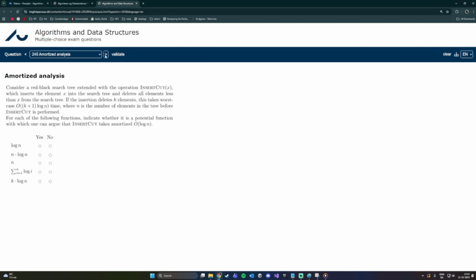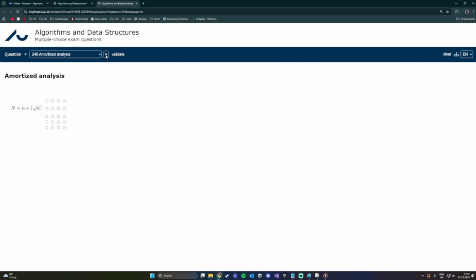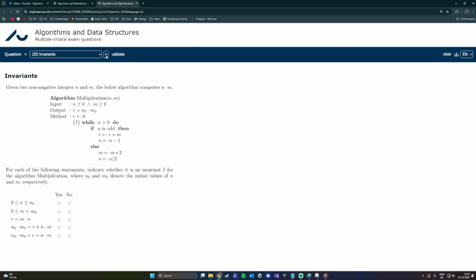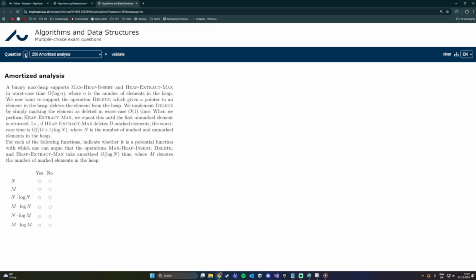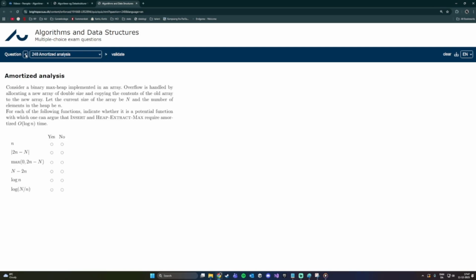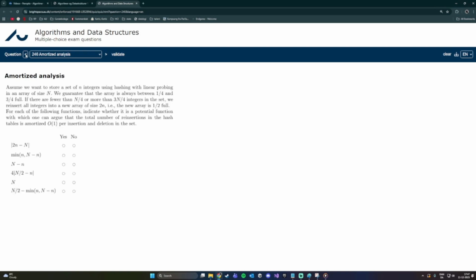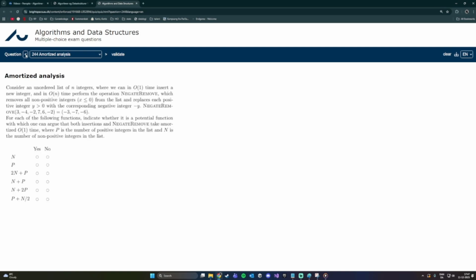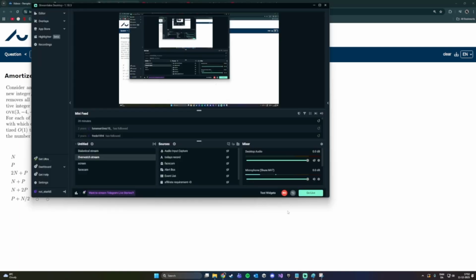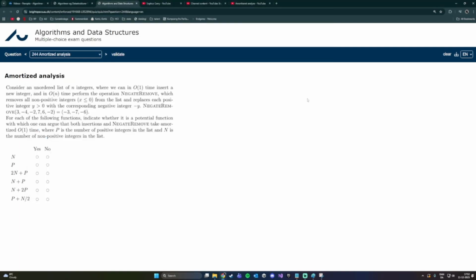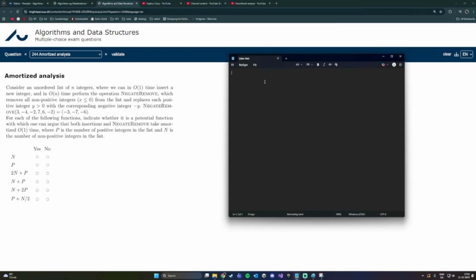Now I have another one which I want to go to, which I think is somewhat intuitive. Let me see if I can find it here. There it is. Okay, so in this one, again, we don't have to get all the information, but we have an unordered list of n integers, and we can insert a new integer in constant time, and, sorry, my microphone cut out there, but okay, we have this list, and it's a list of numbers, and some of them are positive and some of them are negative.